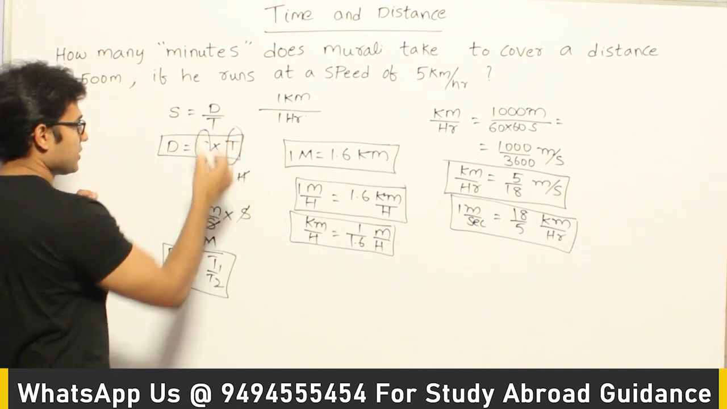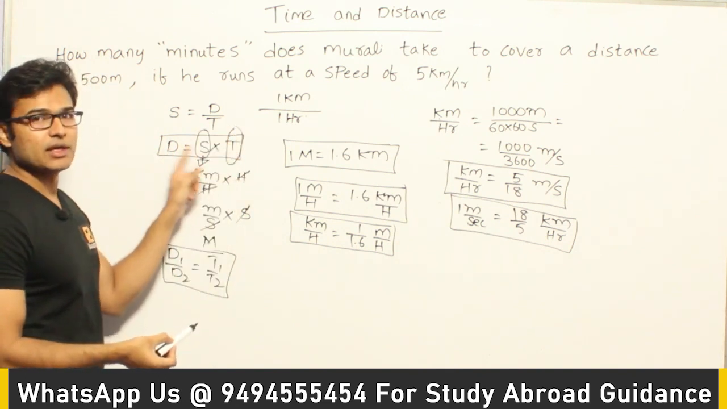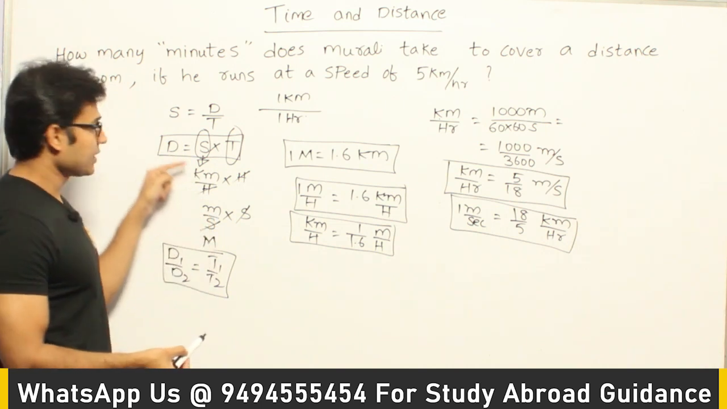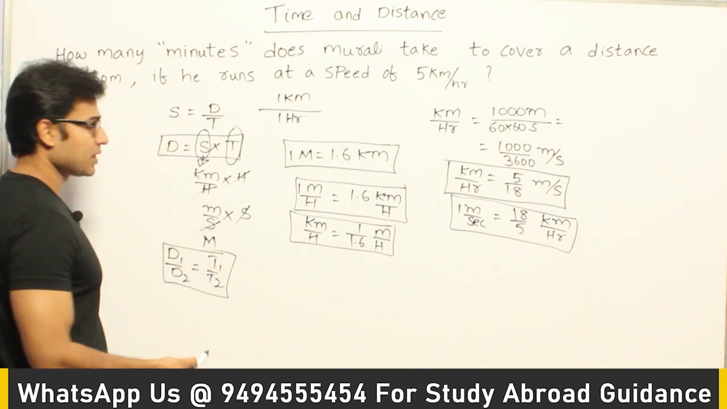Or they'll say the time is constant. Then what is the relation between distance and speed? D is directly proportional to s. Then what happens in that case? d1 by d2 will be equal to s1 by s2, right?